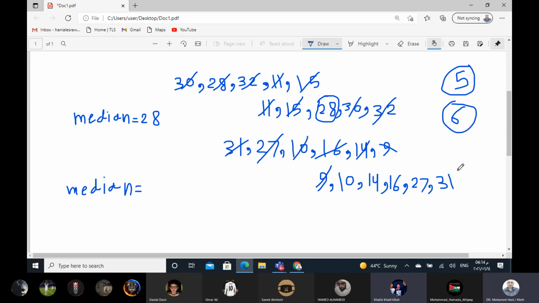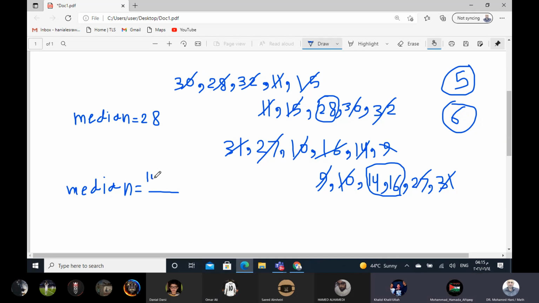Cancel the value from the start, the value from the end, the value from the first, the value from the end. You will get the two values in the middle, 14 and 16. How to find the median? Find the mean of the two values here.